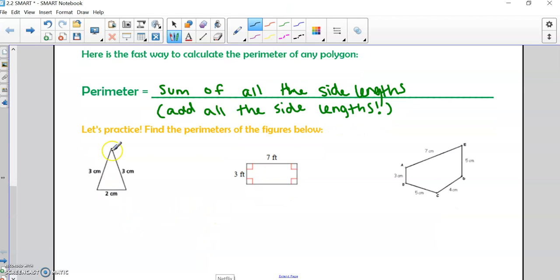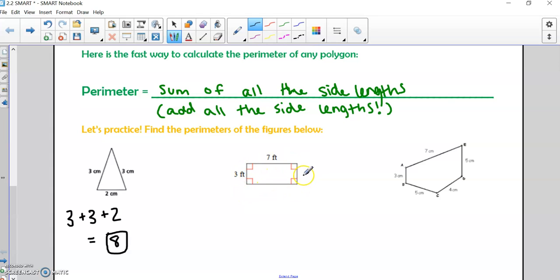We have a triangle which has sides of 3, 3, and 2. So to find the perimeter, we'll do 3 plus 3 plus 2. And that's going to give us 8. All right, this one, we have 7 and 3 written. Now, here's the thing. We can't just do the ones that are labeled, right? There are 2 whole other sides that we have to consider.